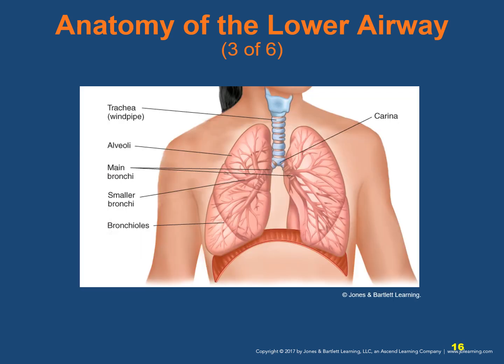The figure on this slide shows the trachea and lungs in the lower airway, and you can see where the trachea begins, and there's the carina in the center, which gives a bronchus for the right lung and left lung. And then it shows the distribution of main bronchi, smaller bronchi, and bronchioles.